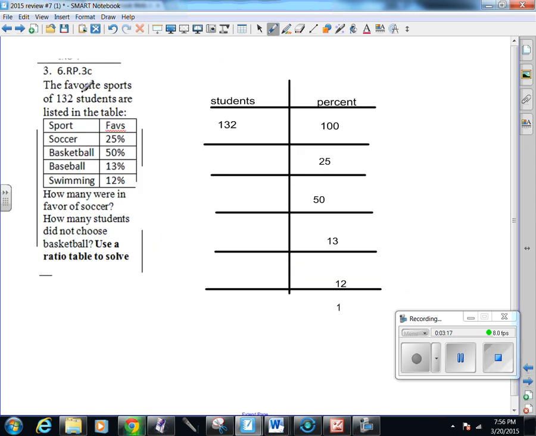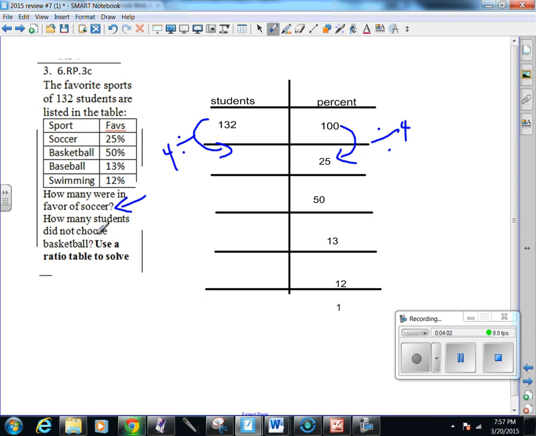All right, next one. It says the favorite sports of 132 students are listed in the table. And so I kind of started this off. I put my 132 here for students, and I put my percent as 100% because that's all the kids. It says how many kids were in favor of soccer. So I have to figure out how to get 25%. So I need to think about what's going to happen to go down my ratio table from 100 down to 25. Well, I'm going to be dividing by 4. And if I divide this side by 4, I need to make sure I divide this side by 4. So that'll be the answer to the first question. How many kids liked soccer?